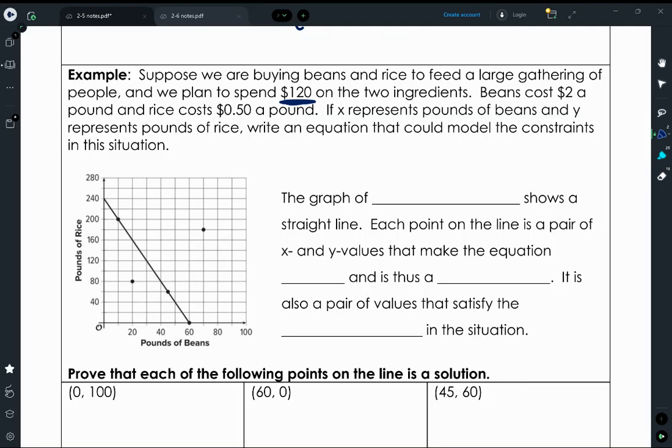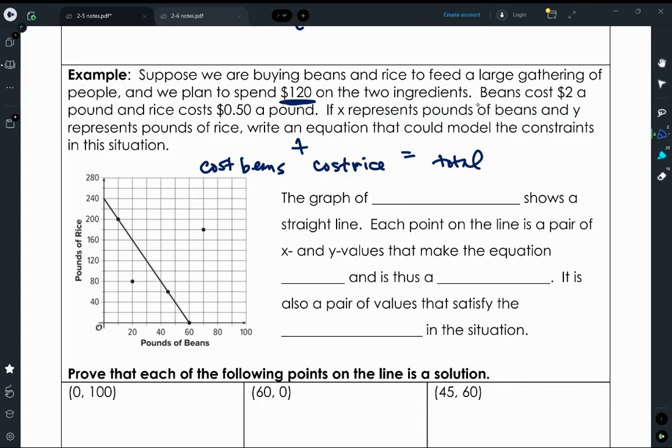So I'm imagining this big party, and then I'm imagining shopping for it. So when I go shopping, I'm going to have some stuff I'm going to spend money on, right? I'm going to spend money on beans, and I'm going to spend money on rice. So I know I'm going to have to figure out my cost of my beans, and then I'm going to have my cost of all that rice I'm going to buy. And when I add those two costs together, I'm going to get my total, right? I'll get my total cost.